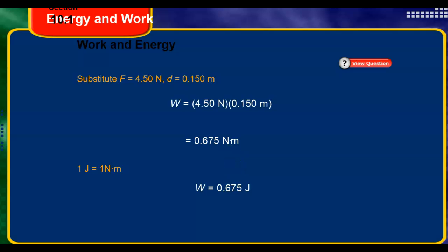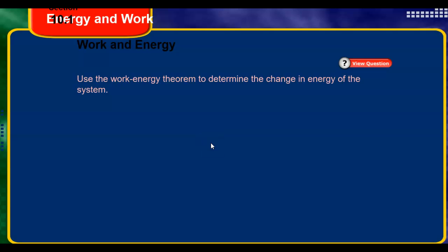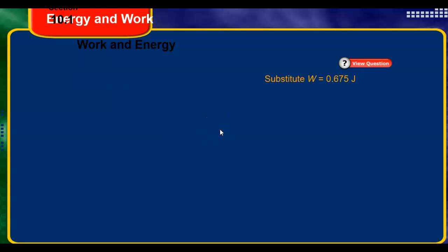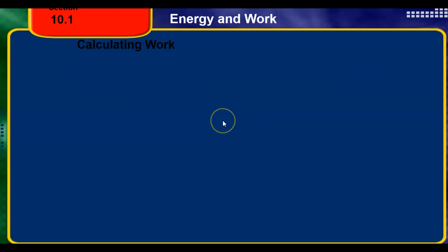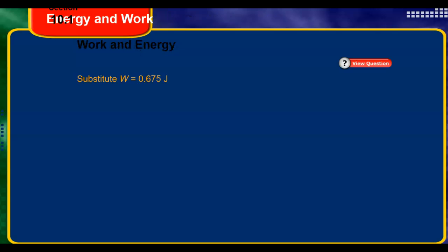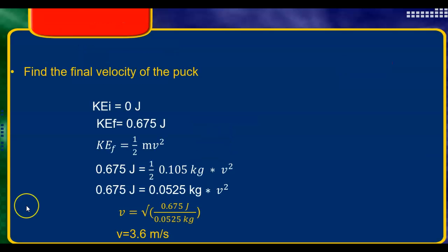Now we're going to look at the change in kinetic energy of the hockey puck. So we're going to use the work-energy theorem to determine the change in energy. So again, work is equal to change in kinetic energy. We know the work, 0.675 joules, which is your change in kinetic energy. So it's the same answer. If you know your velocity, you can figure out your initial velocity and your final velocity. Okay, so we're going to find the final velocity of the puck.